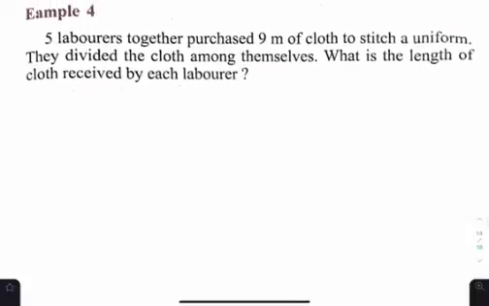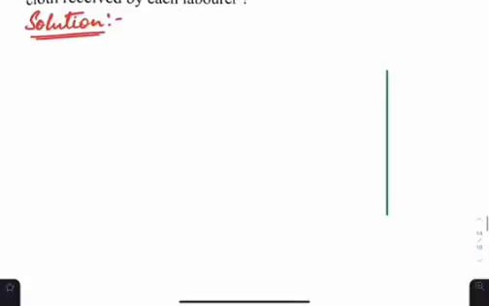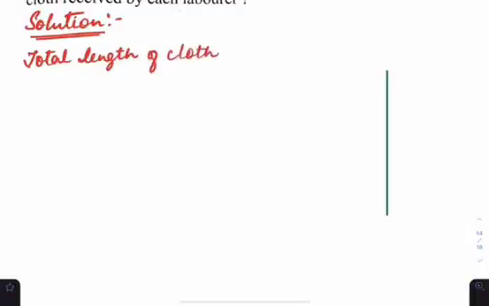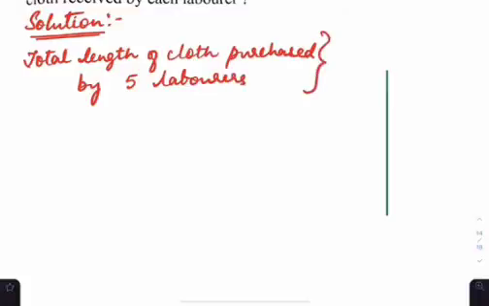Now for the next example, 5 laborers together purchased 9 meters of cloth to stitch a uniform. They divided the cloth among themselves. What is the length of cloth received by each laborer? Now for the solution. Total length of cloth purchased by 5 laborers, 5 is the number of laborers, okay, is equal to 9 meters.